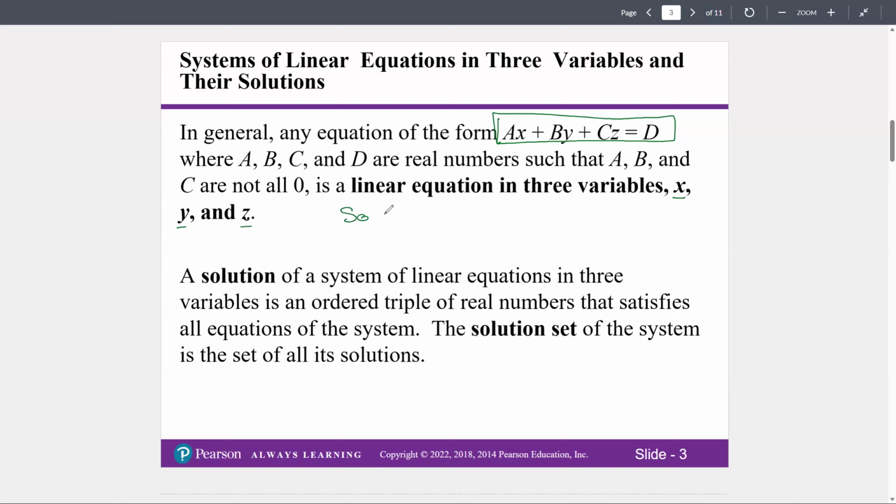So our solutions are not ordered pairs, but are ordered triplets. So it's not just x, y, it's x, y, z. A solution for a system of linear equations of three variables is an ordered triplet of real numbers that satisfies all equations in the system. The solution set of the system is the set of all its solutions. So our solution set is going to be just one point. It's going to be an ordered triplet that is going to start out with the x point, y point, then the z point.